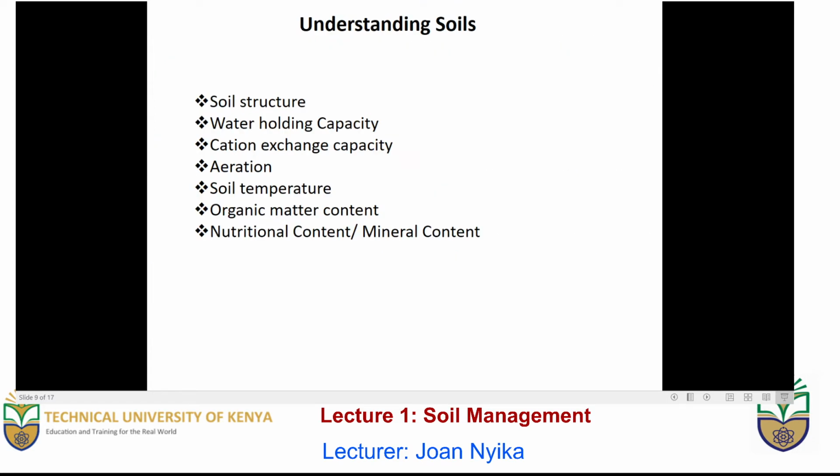Today we are also going to look at some of the aspects of soil that are important in soil management. These include the water holding capacity, ion exchange capacity, the aeration, the soil temperature, the organic matter content, the nutritional content, and the mineral content.